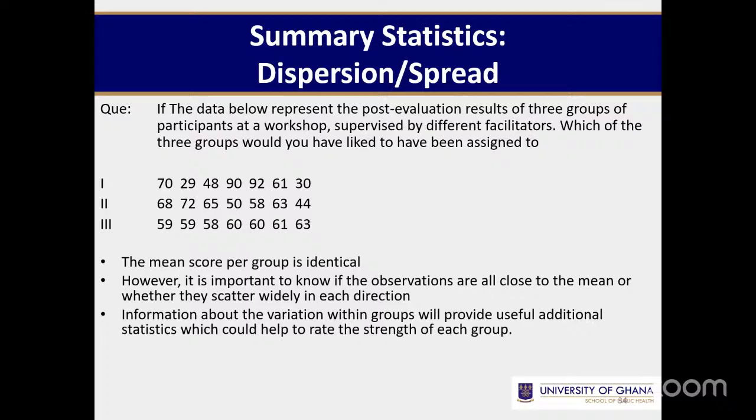But take a critical look at the data points. What is the minimum data point in the first set? It's 29. And the maximum is what? 92. That means they are widespread. Thank you. What about the second set?